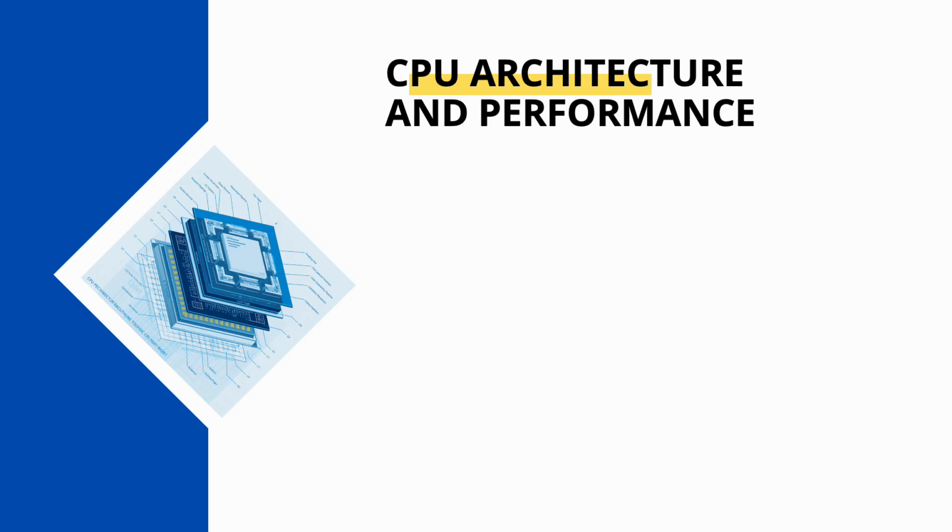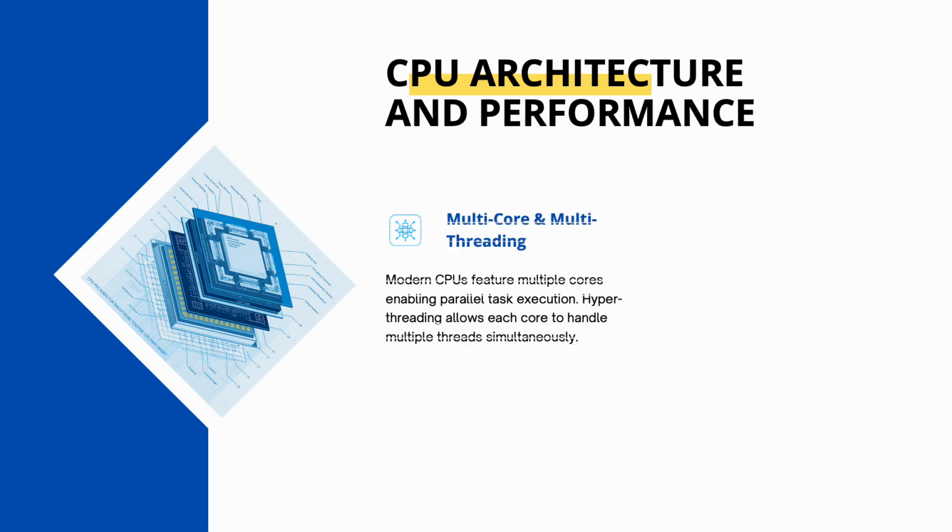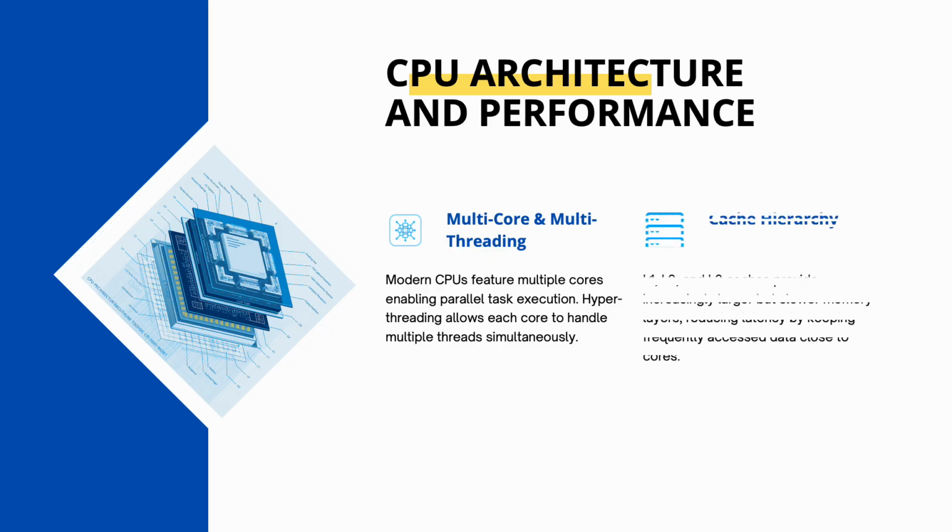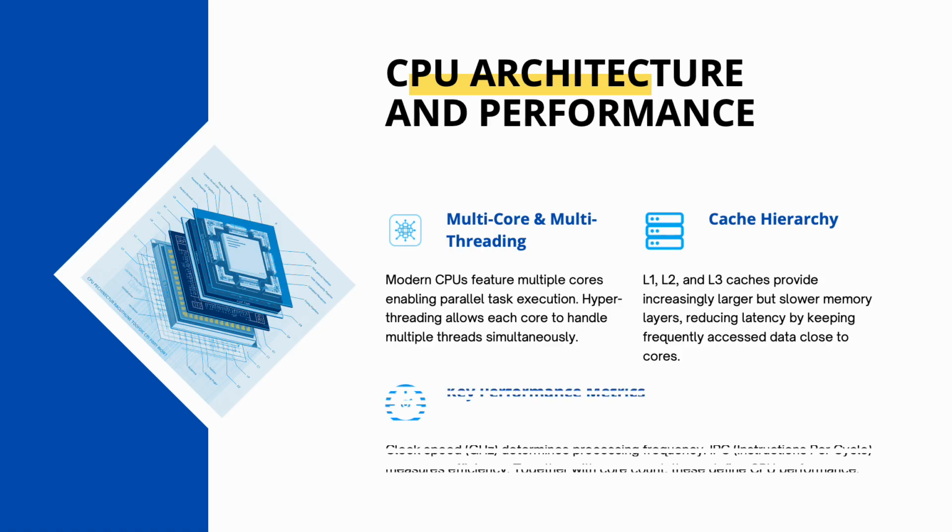responses. Now let's touch base upon CPU architecture and performance. Modern day CPUs feature multiple cores that enable parallel task execution, and on the other hand, the cache hierarchy helps to reduce latency by keeping frequently accessed data close to cores. Thus, higher core count along with cache hierarchy helps to improve CPU performance.